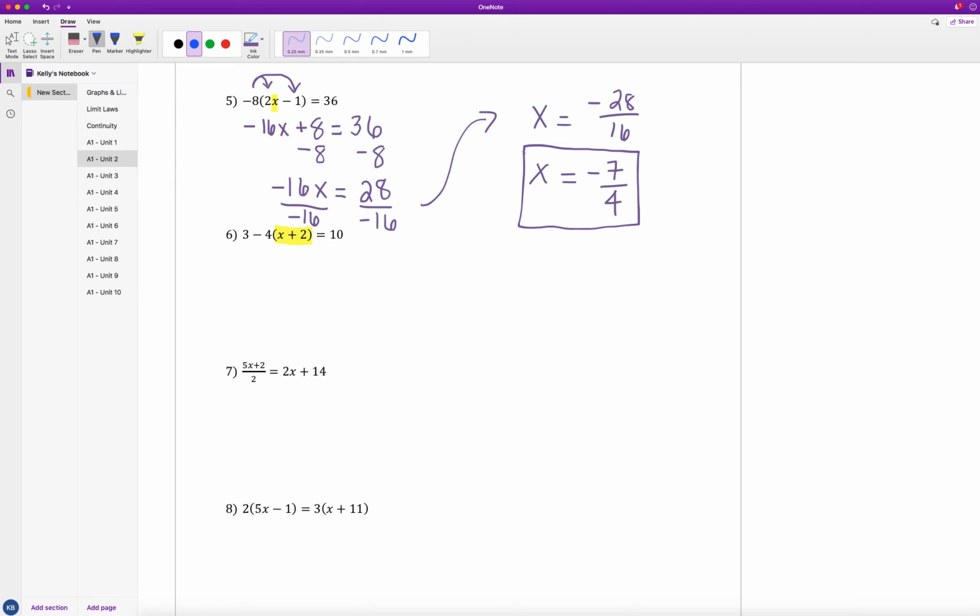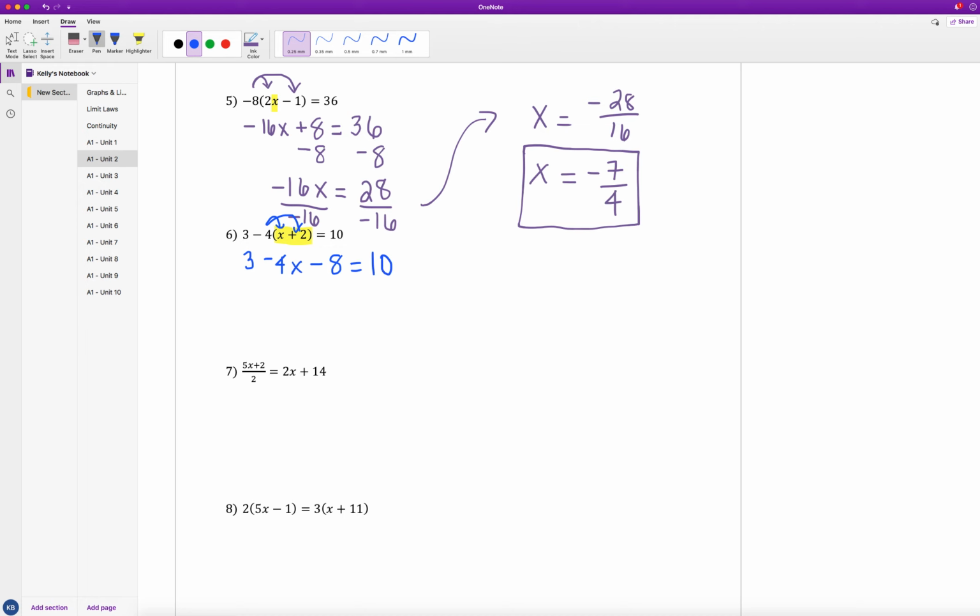So 3 and negative 4 are actually not like terms because I have 3 as one term and then my other term is 4 times x plus 2. So before I can combine anything, the first thing I actually have to do is distribute that negative 4 so that I have terms instead of a product of two things. So when I do that, the 3 is going to stay untouched because it's not being multiplied in. So I get 3 minus 4x, and then negative 4 times positive 2 will give me negative 8, and then equals 10 has stayed unchanged.